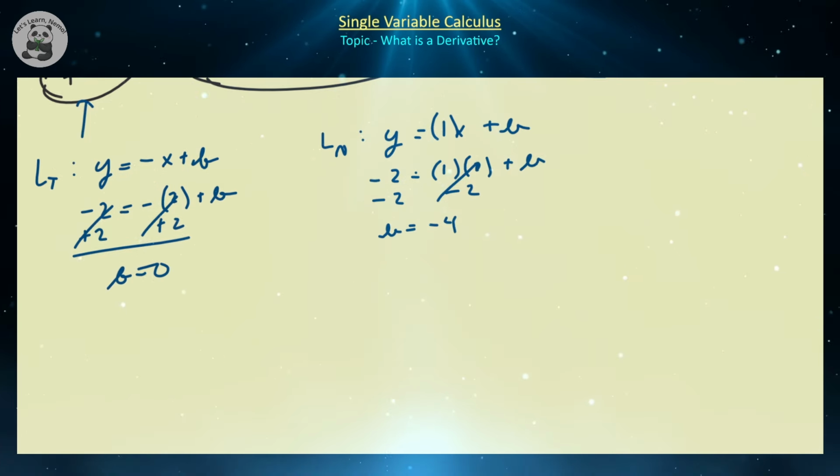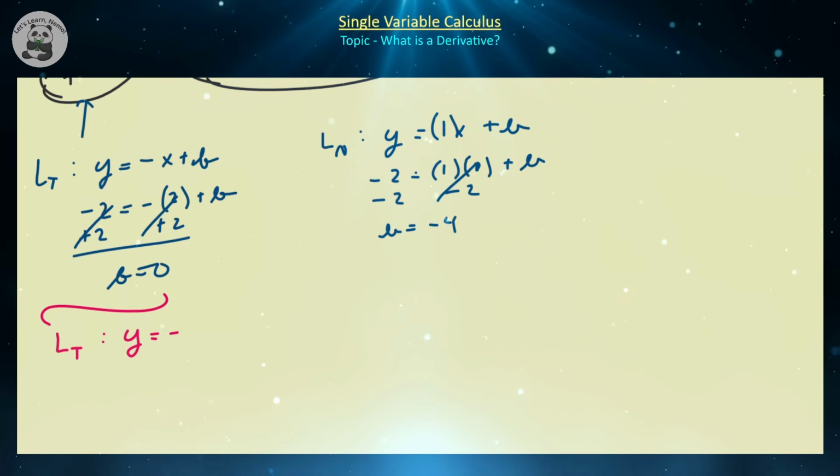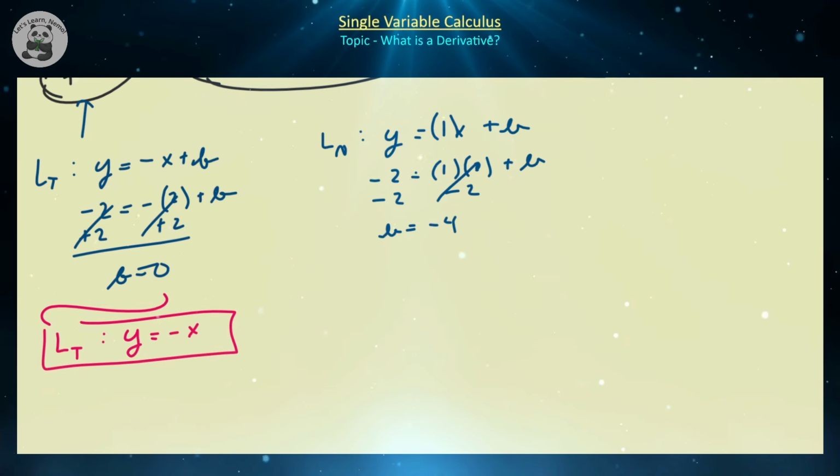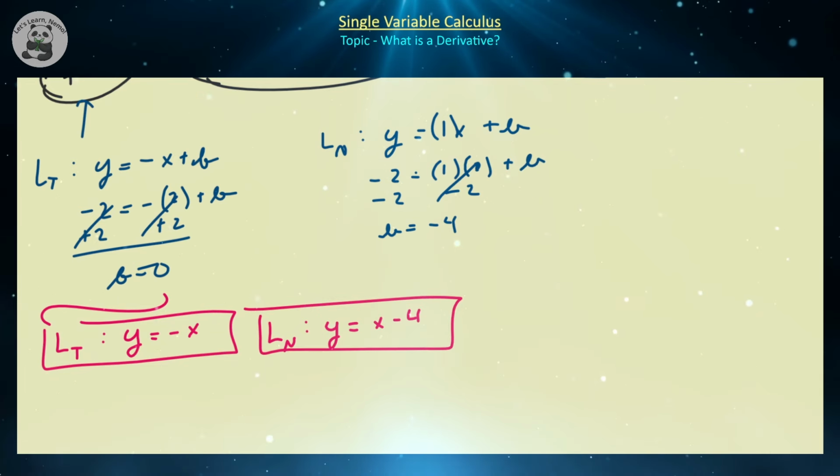So therefore, the equation of the line tangent to the curve is going to be equal to y is equal to minus x plus 0, or we could just say minus x, and the equation of our normal line is going to be equal to y is equal to positive 1 times x minus 4. So that's our equation of our tangent and our normal lines.